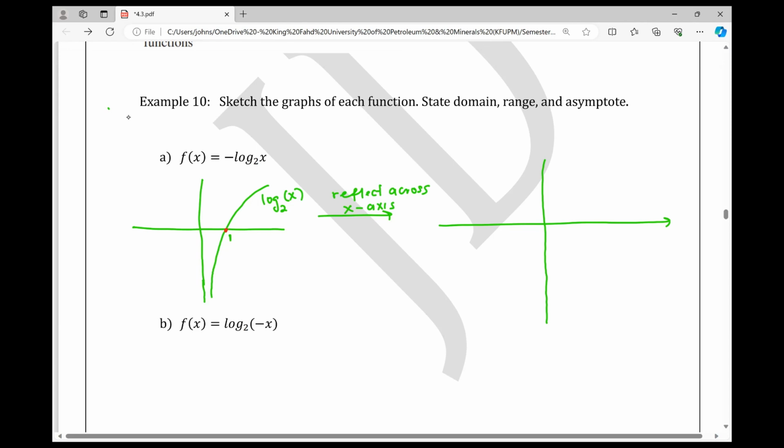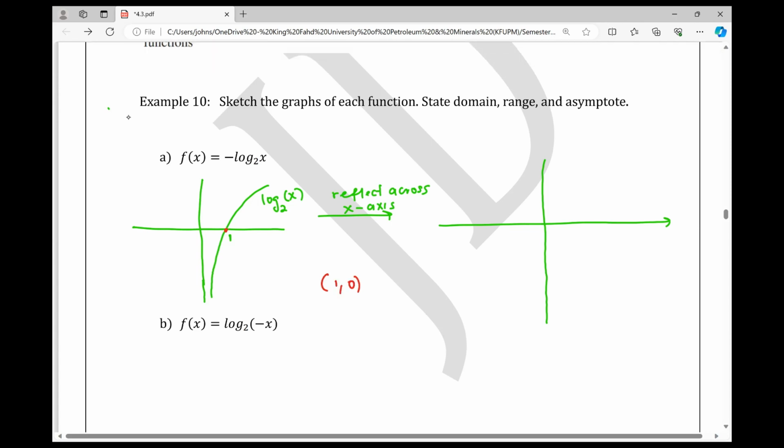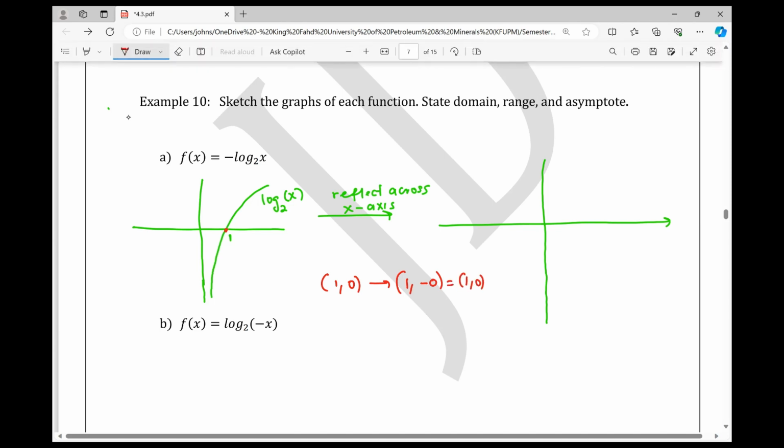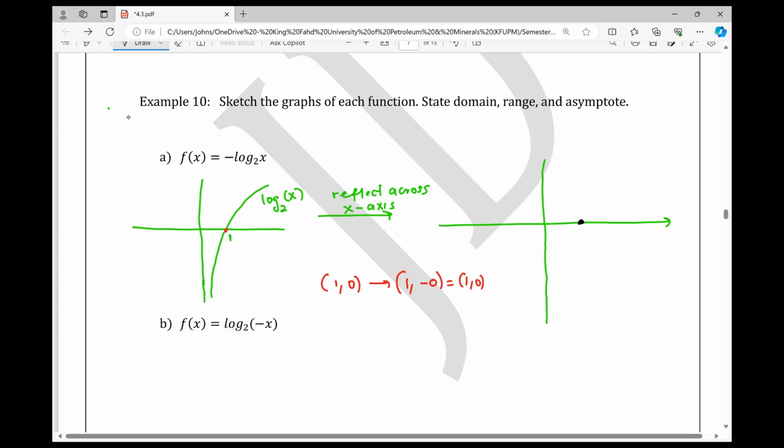For example, if you have a point here, this is 0, this is 1, and what's this point? 1 and 0. So if you reflect it across the x-axis, it will become 1 and what? -0. But -0 is still 0, right? So it means that it's still the same point. So it's still going to be this point here.